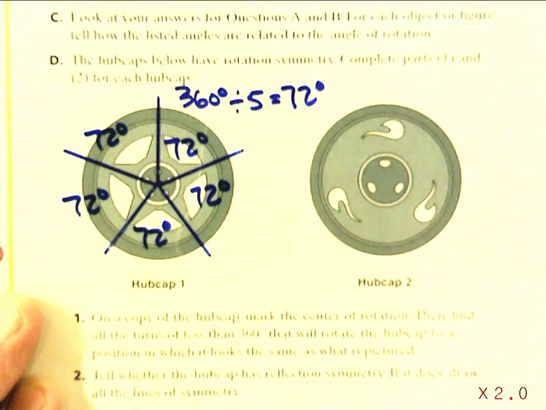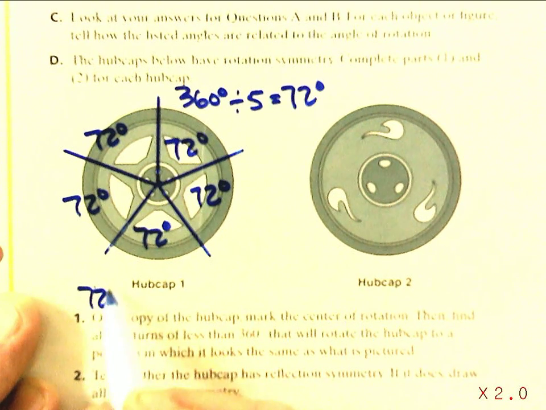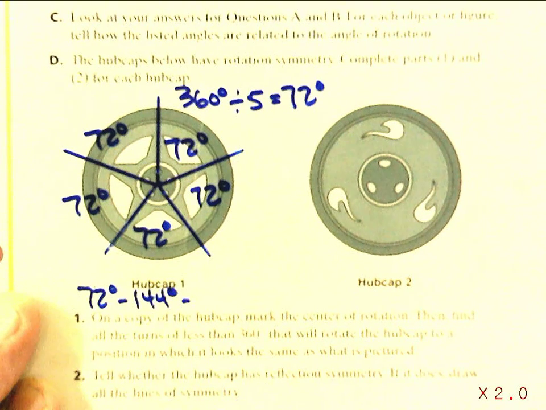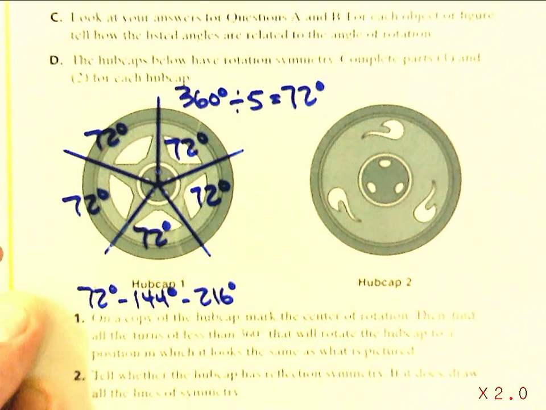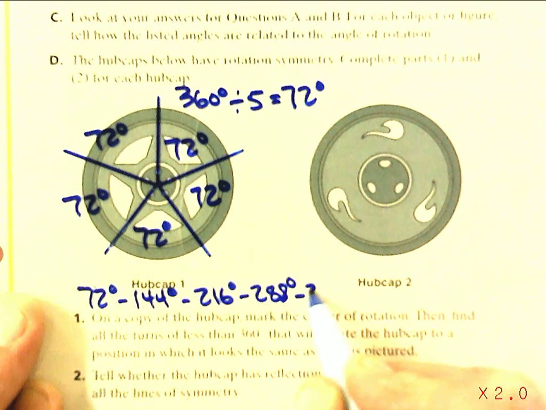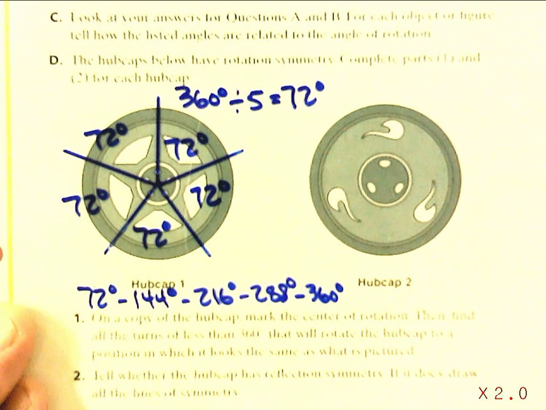So one turn would be 72 degrees. If I go 2 turns, I can go 144 degrees. That would be my second turn. And I can go then 216 is 3 turns, 72 times 3. And then the next turn would be 288. And then, of course, all the way back around is 360 degrees. If I make each of those turns, 72, 144, 216, 288, and 360, those will all rotate this image back around. If I spin it that number of degrees, I'll see the same image again, over again.